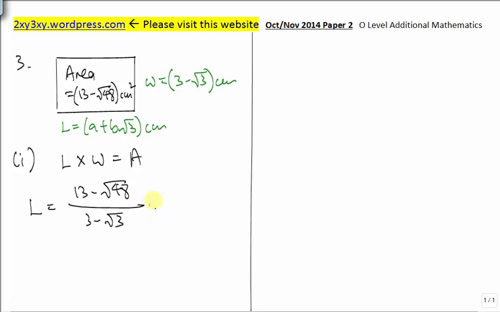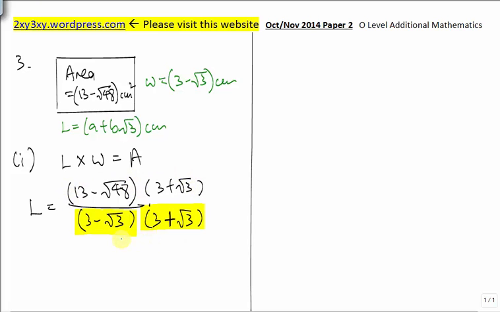To rationalize the denominator, we just need to multiply by its conjugate. The conjugate of 3 minus square root of 3 is 3 plus square root of 3. If this is a minus, here will be a plus. If this is a plus, here is a minus. This is known as conjugate. Now because we multiply 3 plus square root of 3 at the denominator, we must multiply the same expression at the numerator so that the equation is balanced.